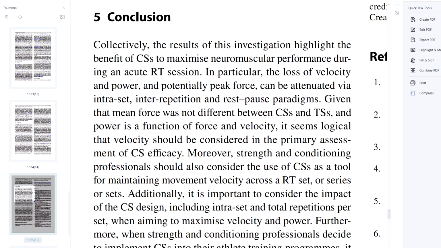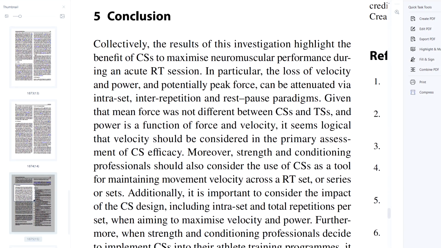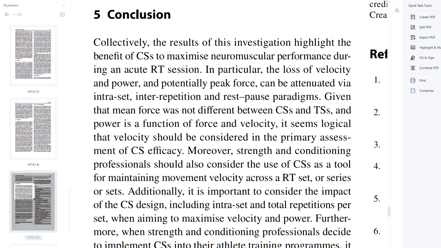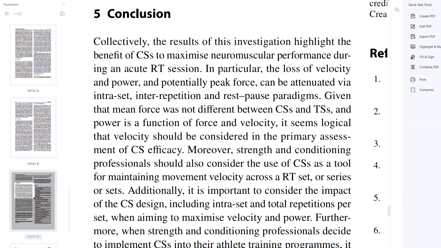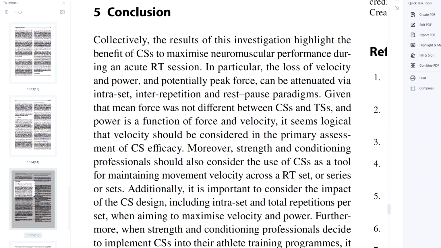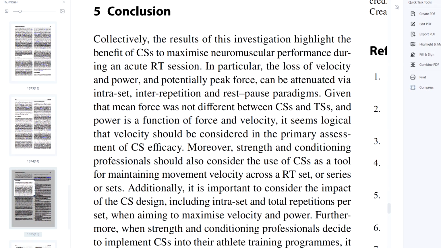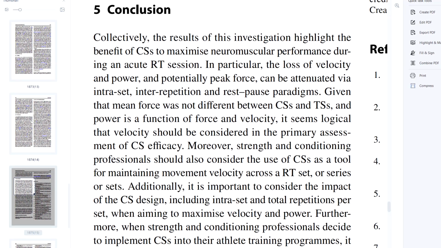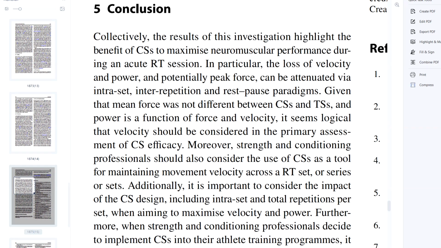Collectively, the results of this investigation highlight the benefit of cluster sets to maximize neuromuscular performance during an acute resistance training session. In particular, the loss of velocity and power and potentially peak force can be attenuated via intraset, interrepetition, and rest pause paradigms. Given that mean force was not different between cluster sets and traditional sets, and power is a function of force and velocity, it seems logical that velocity should be considered in the primary assessment of cluster sets' efficacy. And so most certainly velocity is the key takeaway from that meta-analysis, as well as the issue of reducing fatigue. And so when we take these two meta-analyses, how do we conclude it?